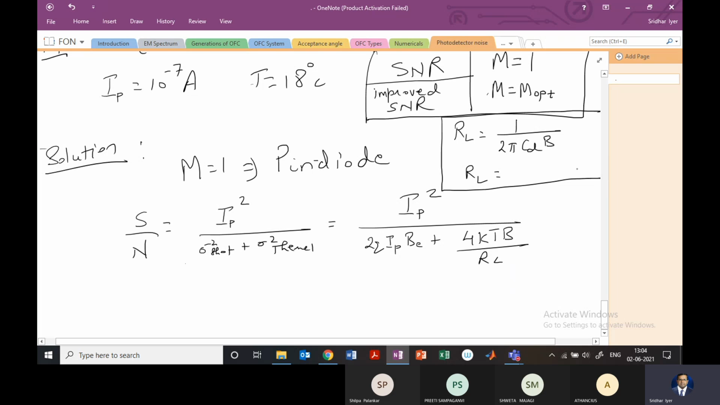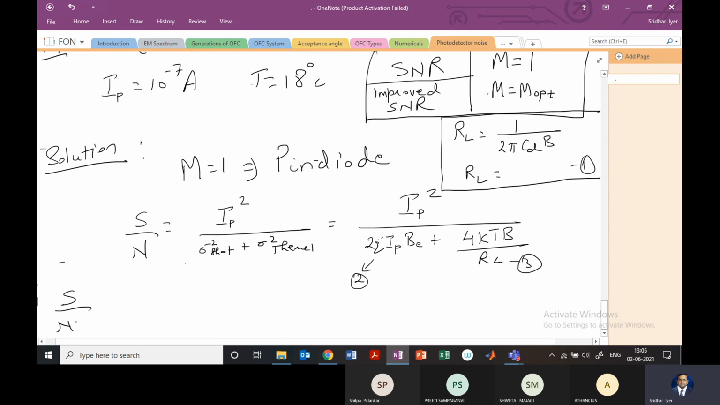So I'll give you the steps. First, let me know what is RL. Second, let me know what shot noise you get here. Third, let me know what thermal noise you get here, and then finally we'll calculate the signal to noise ratio, right? Please don't find the square root. We need sigma square shot and sigma square thermal. So we need to calculate these values.